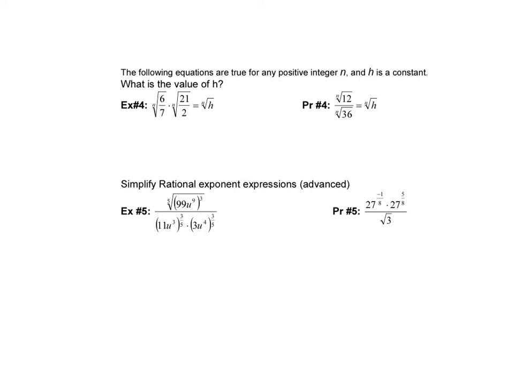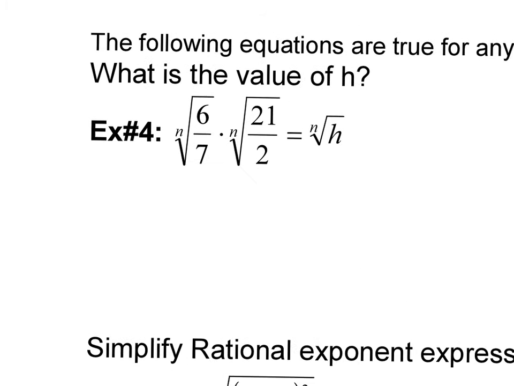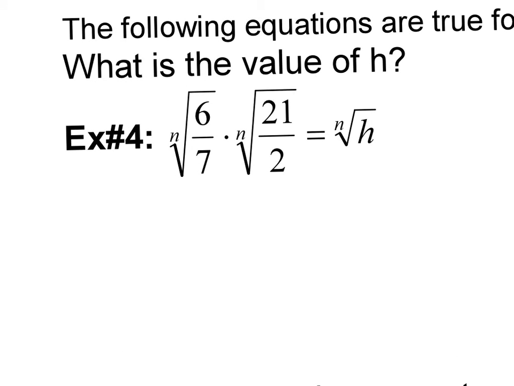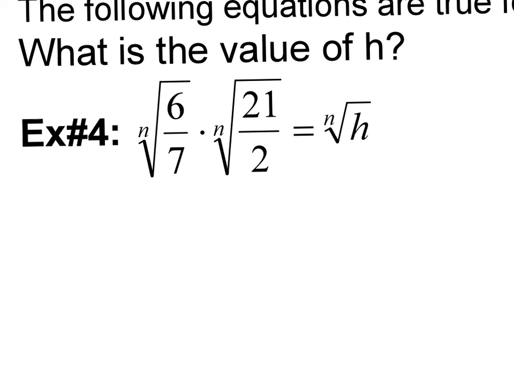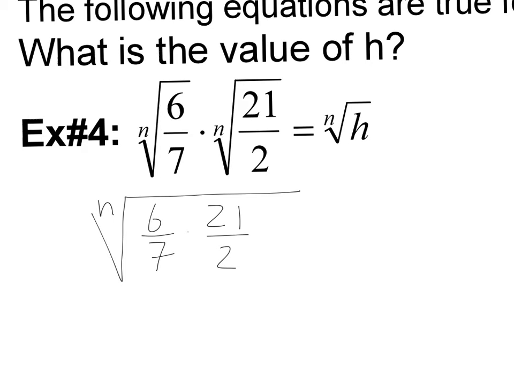Alright, the following equations are true for any positive integer n, and h is a constant. And we're trying to figure out what h is. It doesn't matter what n is, we're just trying to figure out what h is. Well, I see 2 roots with the same degree, so I think that means I can write it as 1 root and just make this 6 over 7 times 21 over 2. Still equals the nth root of h.